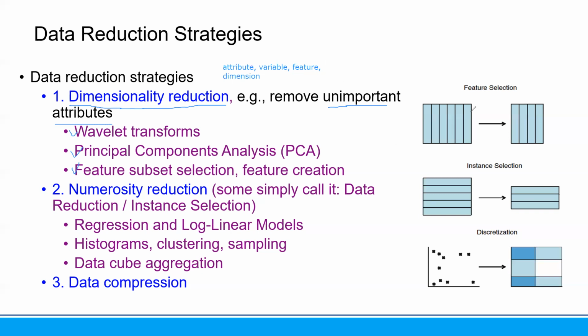Okay, so those are the strategies that we are going to learn. You can see from this figure, let's say we have 6 columns, 1, 2, 3, 4, 5, 6, and we want to reduce it into 4. So we can say this is the dimensionality reduction. The other strategy is mentioned as numerosity reduction, or we call this data reduction or instance selection.